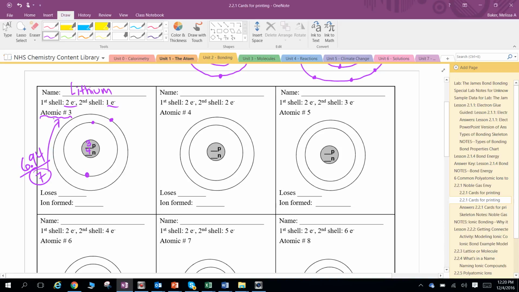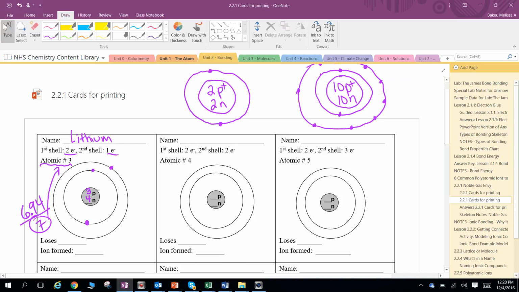Okay, so how could lithium look like one of the noble gases that it's close to? It's in the same period as neon, but in order to be neon, it would have to gain 7 more electrons in its outer shell. So it's a lot easier if it can just lose 1 electron, and then it will look just like helium's noble gas configuration. So it's going to form an ion, Li+.